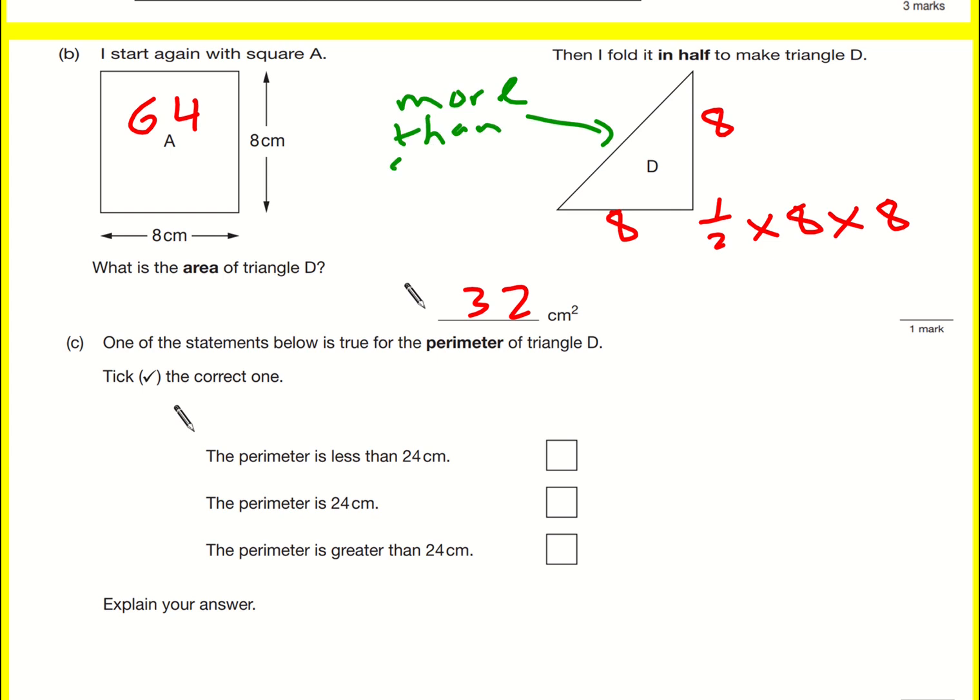The reason being that if you go along 8 and up 8, that length has to be bigger, doesn't it? You're going to have to go further to get all the way up here than you were just to go along. And so the perimeter is actually greater than 24. We can say that the missing length must be more than 8.